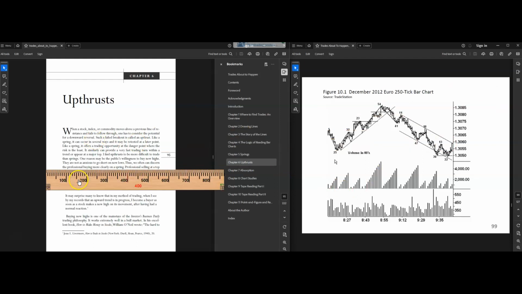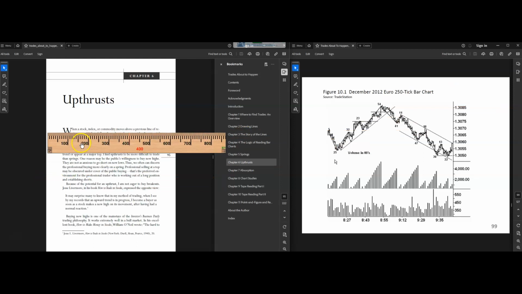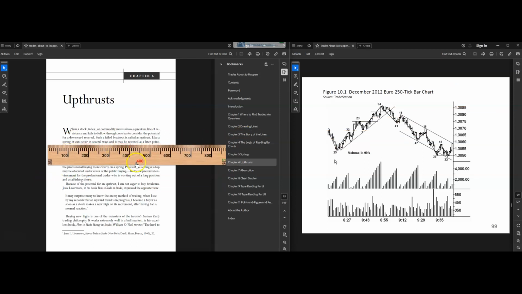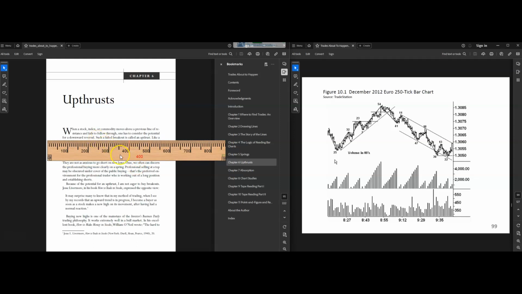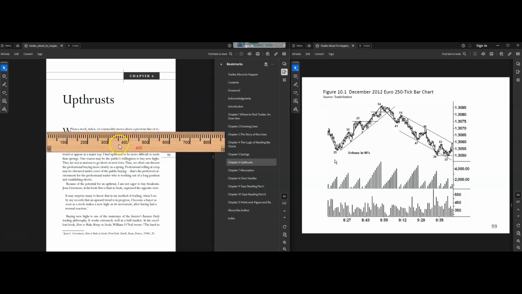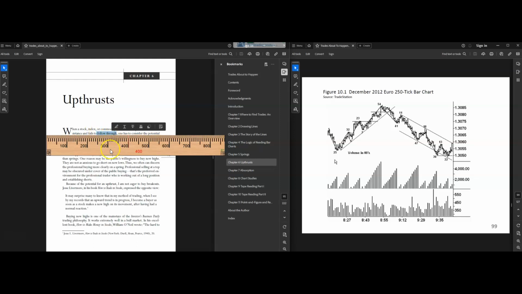Again, this is no rocket science, pretty much the same thing upside down. So I'm not going to spend that much time on it. We just need to go through it. Consider the potential for a downward reversal. When a stock or index or commodity moves above a previous line of resistance and fails to follow through, you have a green bar breakout, and the bar after it should also be a green bar, or at least make both a higher high and a higher low.